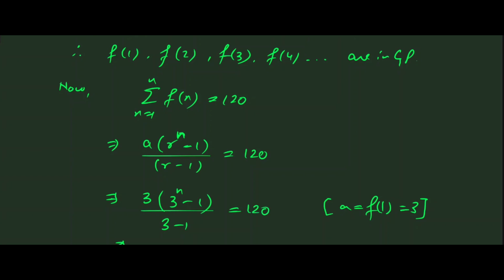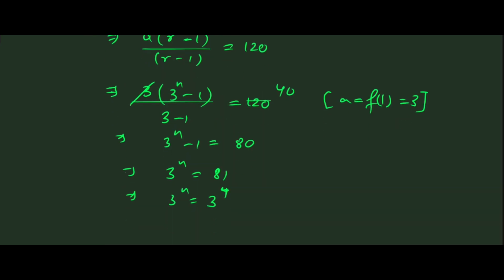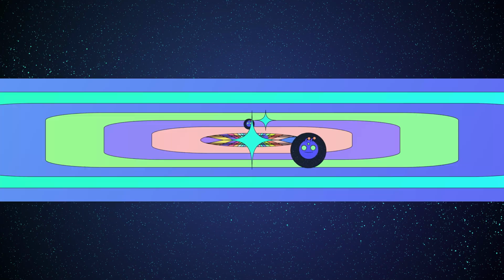On simplifying, you will get 40, and 2 multiplied you will get 80. So 3 to the power n is equal to 81, which can be written as 3 to the power 4. So now we have the same base, so we can say that the power is the same. So n equal to 4.